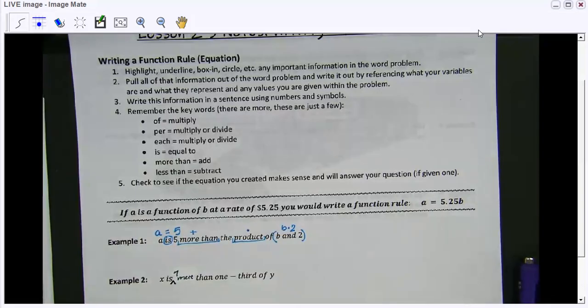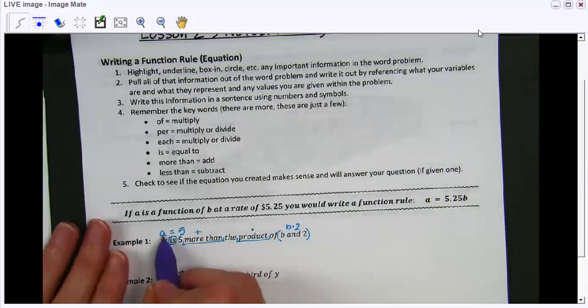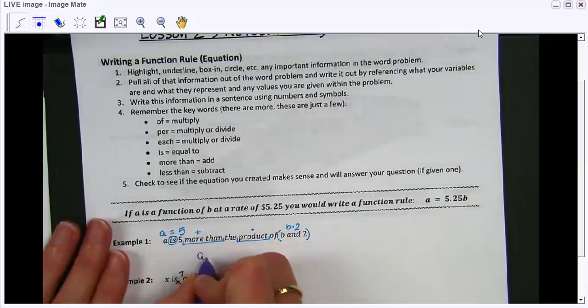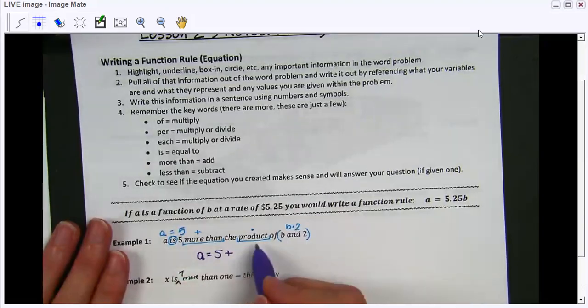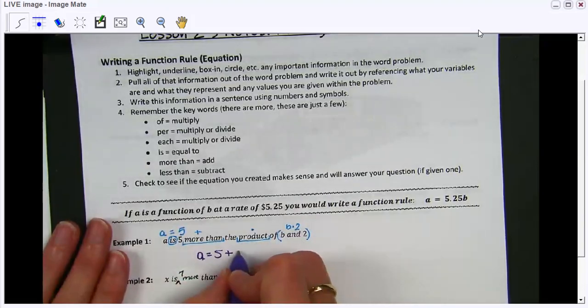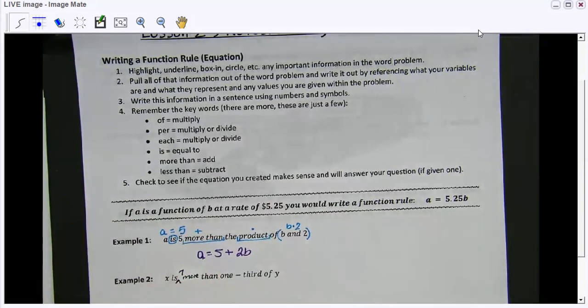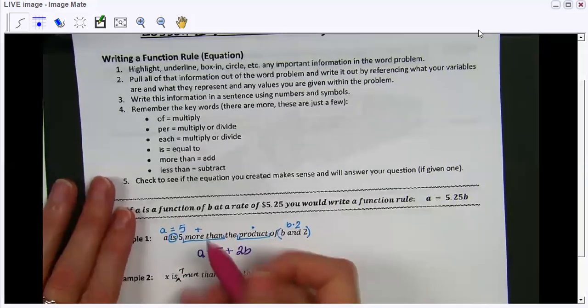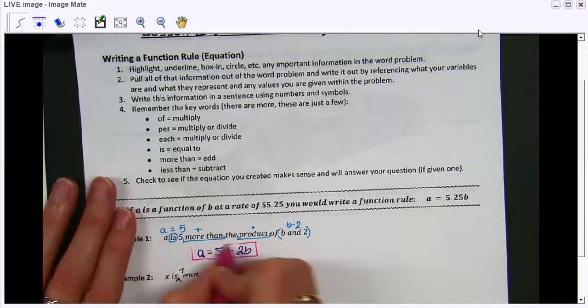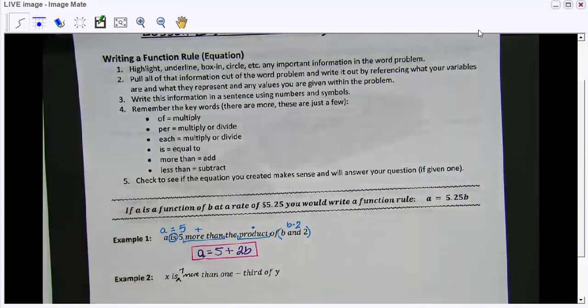So let's go ahead and put this down. We have A equals 5 plus the product of B and 2. So 2B, that's the product of the multiplication of 2 and B. Okay. And so this right here is our answer. So just by annotating these simple phrases, we can easily write out the equation. All right, so let's look at the next one.